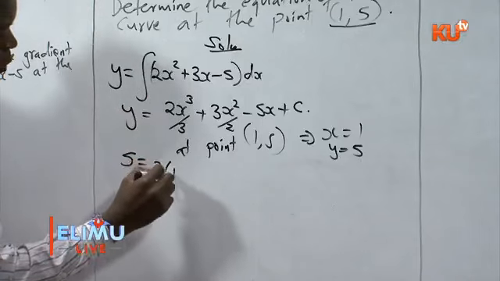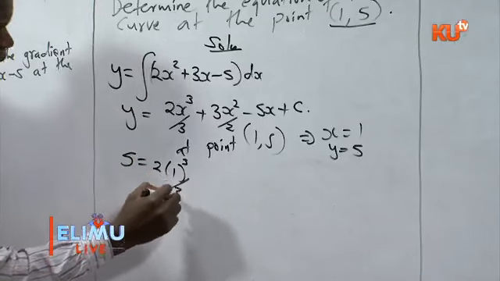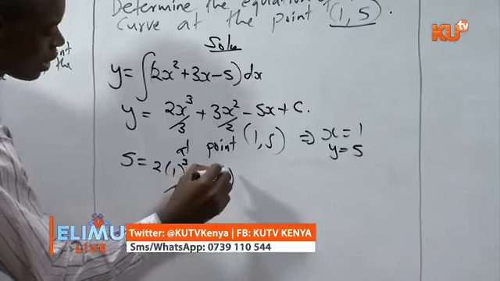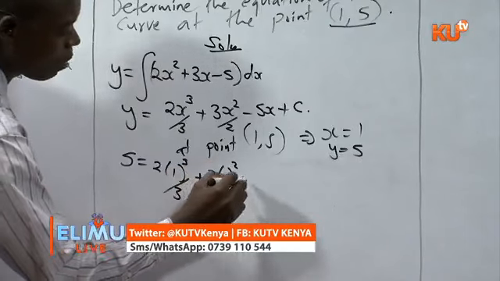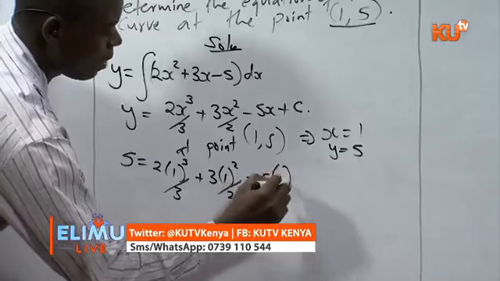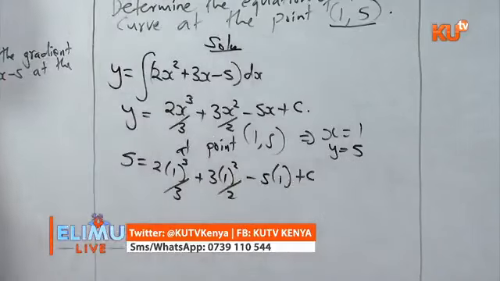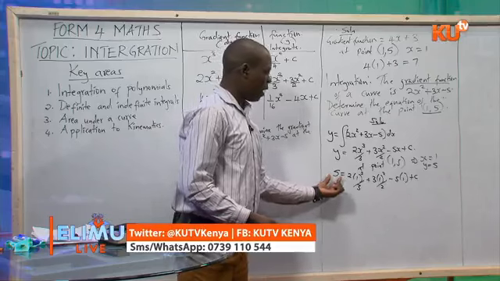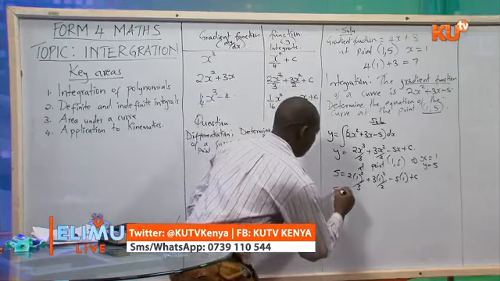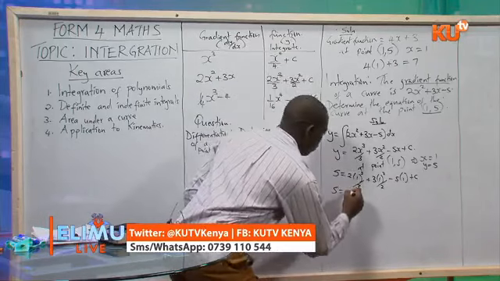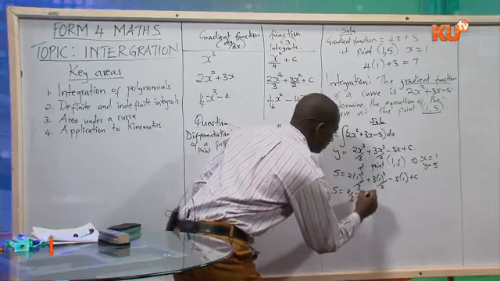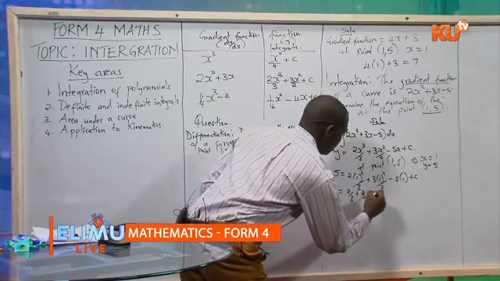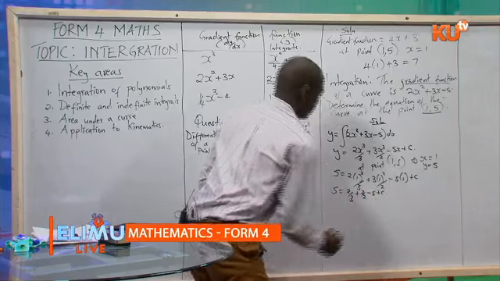We'll have 5 is equal to 2 times 1 cubed over 3 plus 3 times 1 squared over 2 minus 5 times 1 plus c. If we work at this, we shall have 5 is equal to 2 over 3 minus 3 over 2, then minus this plus minus 5, then plus c.